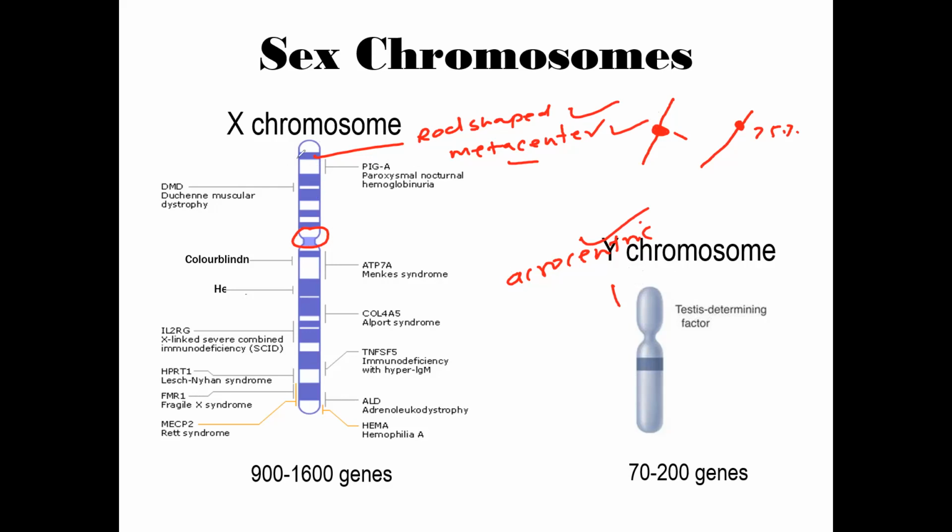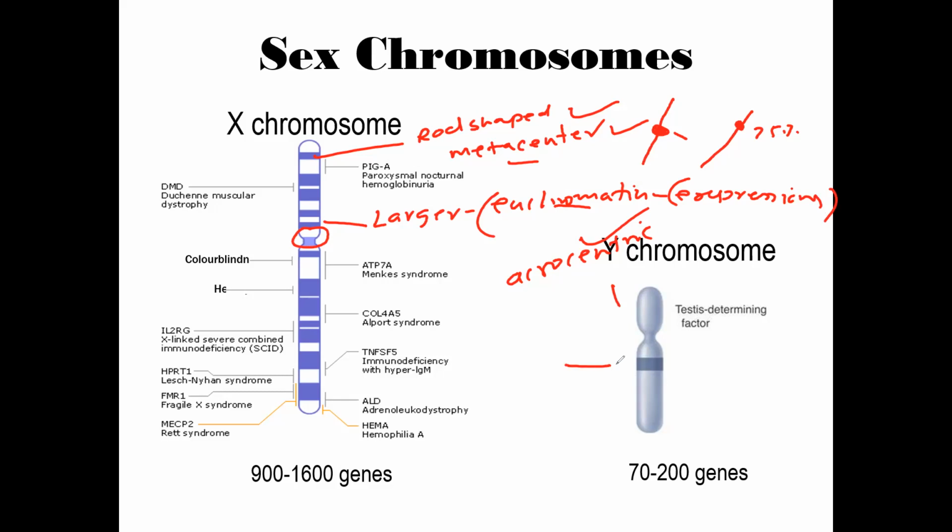Then the X chromosome consists of a larger portion of euchromatin. Euchromatin is the region present in the expressed condition. This region produces mRNA as well as protein. This type of euchromatin region is present in maximum proportion in the X chromosome.